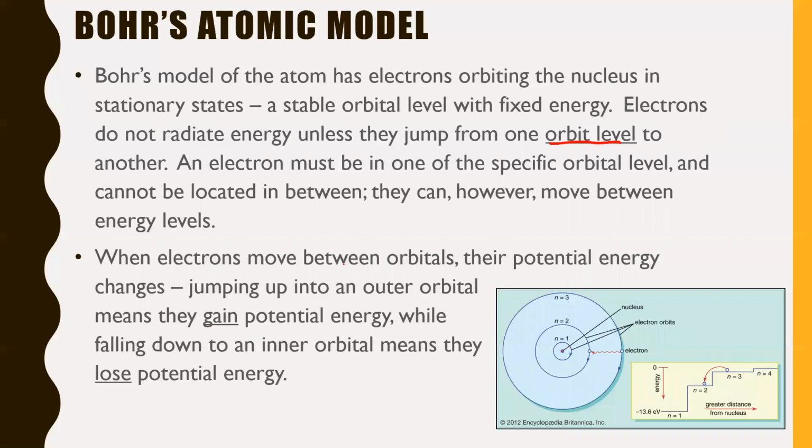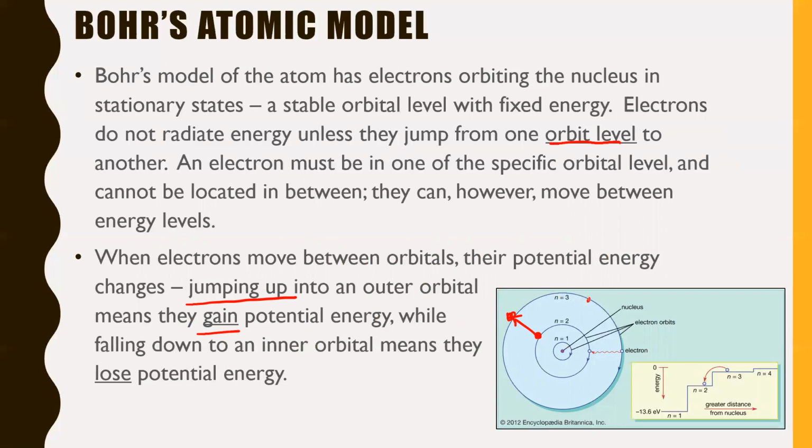Now, when electrons move between orbitals, their potential difference changes. Jumping up to an outer orbital means they gain potential energy. So the outer orbitals have more energy to them. So if you were an electron that was going from an inner orbital to an outer orbital, you'd be gaining potential energy.